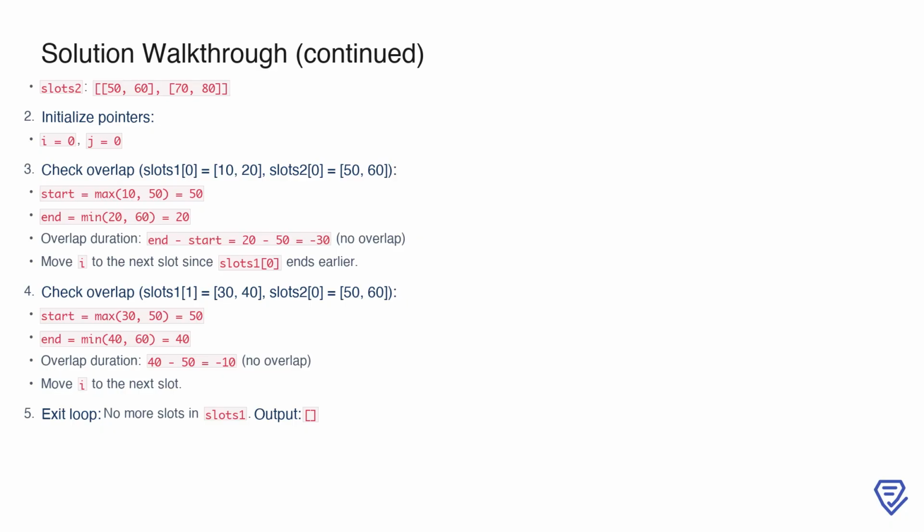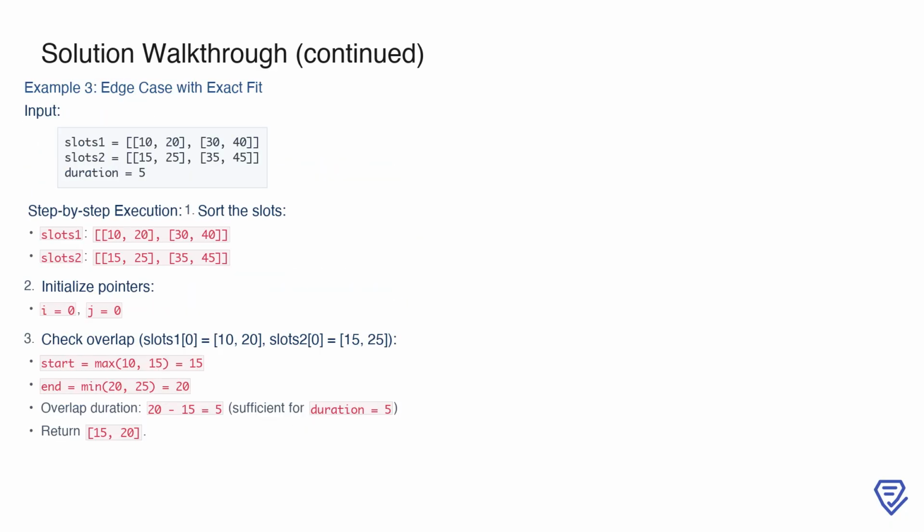Next, we compare slots1[1], which is [30, 40], and slots2[0], which is still [50, 60]. Again, calculating the overlap gives start equals max(30, 50), which is 50, and end equals min(40, 60), which is 40. Once more, the start time is greater than the end time, so there's no overlap. We move i again, but now there are no more slots left in slots1, so we exit the loop and return an empty result, since no overlap meets the required duration.